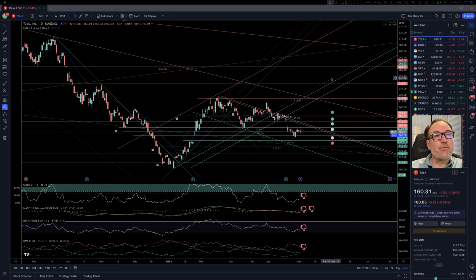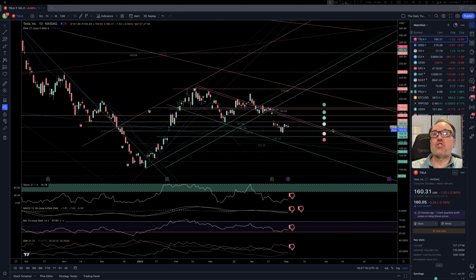So Tesla is down $1.52. That's 0.94%, closed at 160.31. Post market, we seem to be down by 26 cents. Let's look at what we have here on the chart.